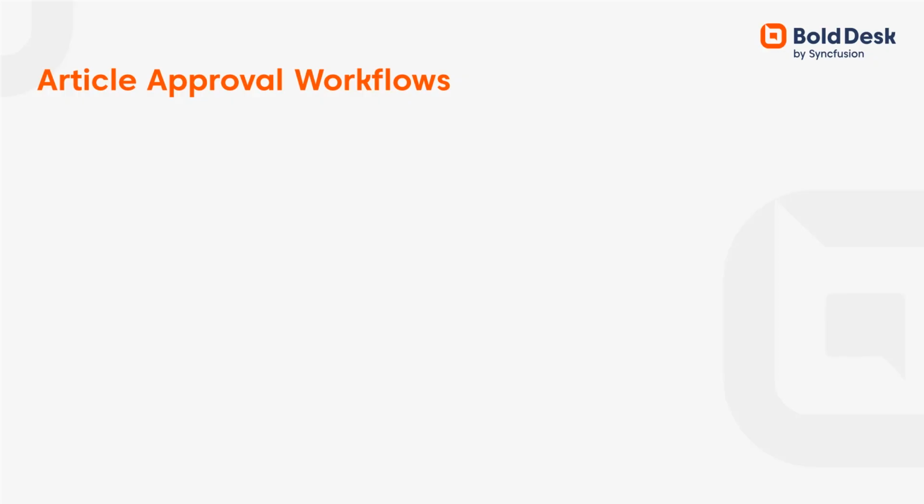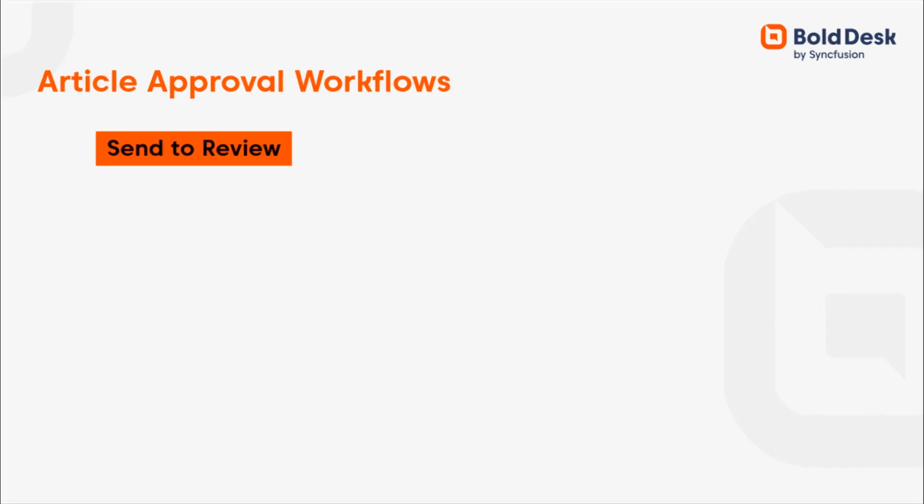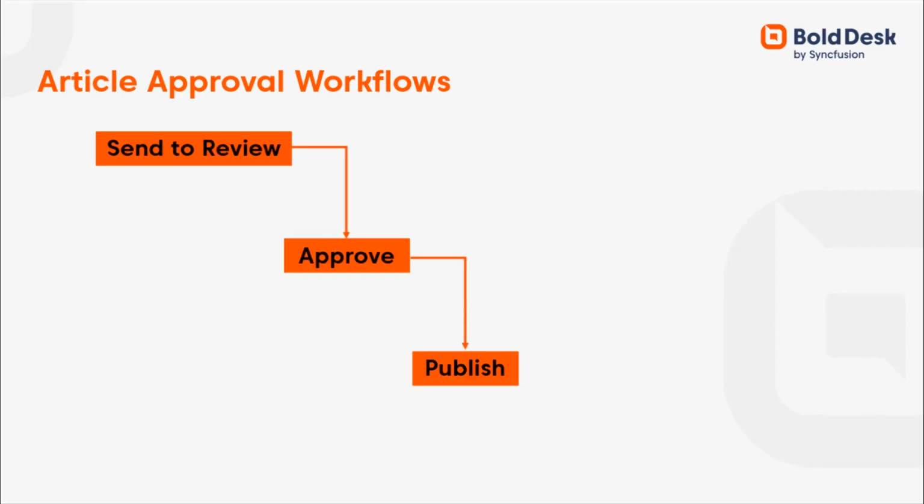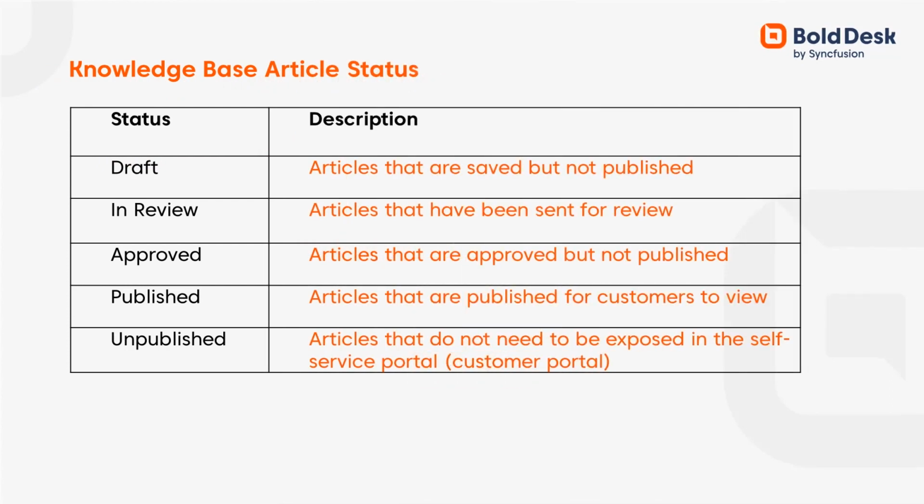Now, let me show you how to work with an article approval workflow. Here, you will see how to send an article to review, approve, and publish. Before getting into it, let us see the statuses available in BoldDesk Knowledge Base. They are draft, articles that are saved but not published. In review, articles that have been sent for review. Approved, articles that are approved but not published. Published, articles that are published for customers to view. Unpublished, articles that do not need to be exposed in the self-service portal.